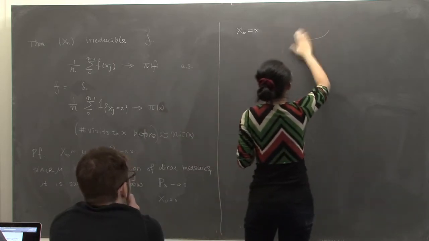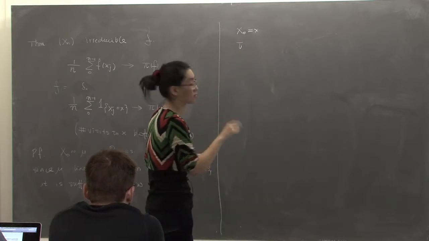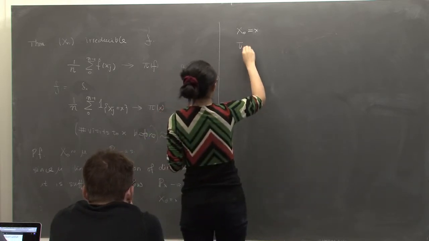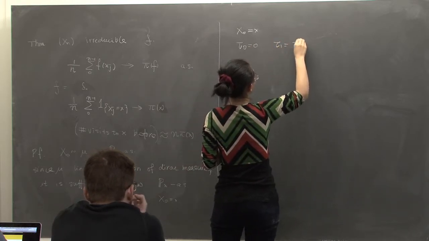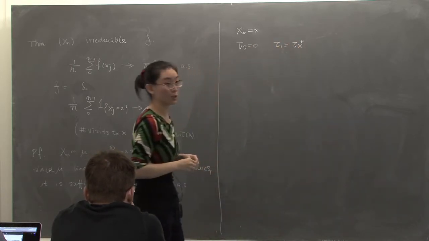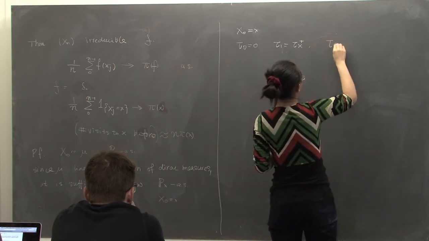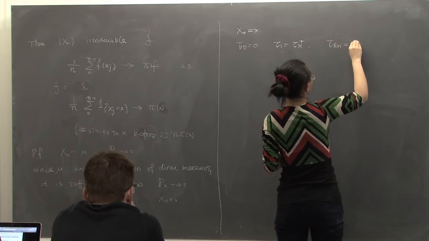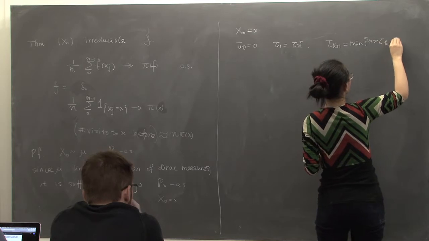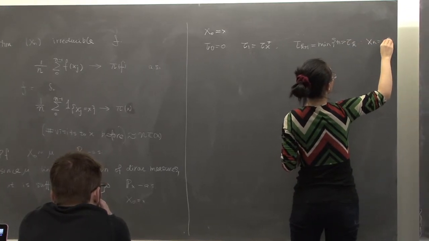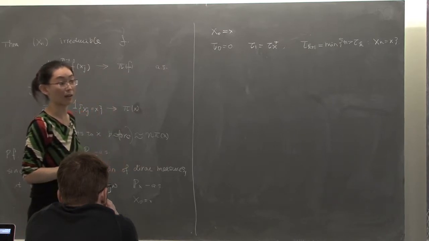So if we start from a vertex x, now we define the sequence of times that we're going back to x. So we start from 0, and tau 1 is the first return time to x. And generally, tau k plus 1 is the first time after tau k that we go back to x.